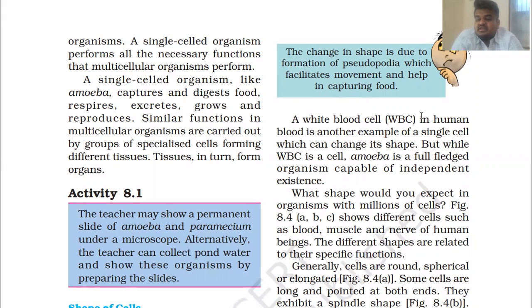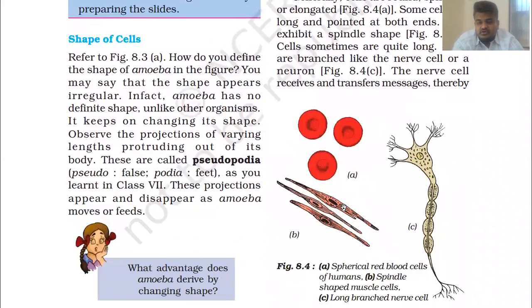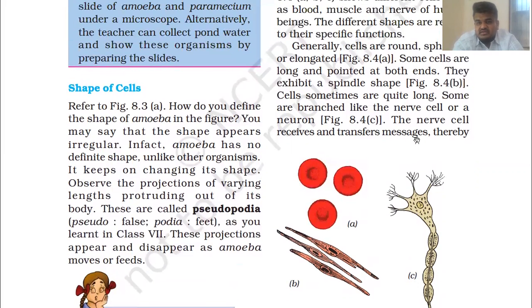So what shape would you expect in organisms with millions of cells? Here you are given three different figures in 8.4. Observe here. First one is a spherical red blood cell, from we humans only. A spindle shaped muscle cell in figure B, and the large one you are given is a long branched nerve cell. This is figure C. Let's study about it.